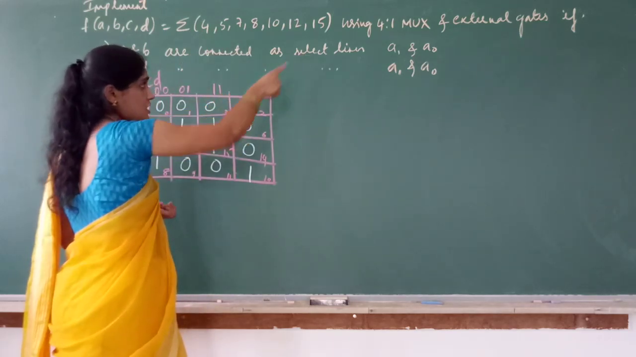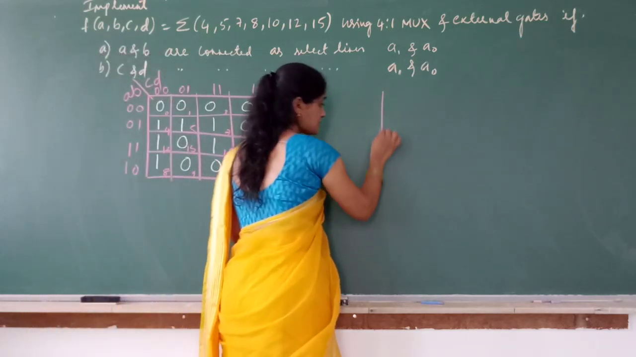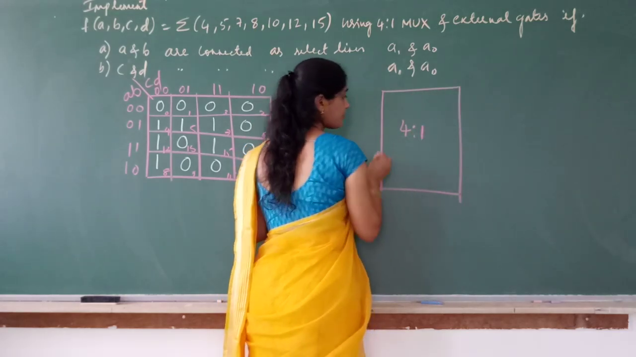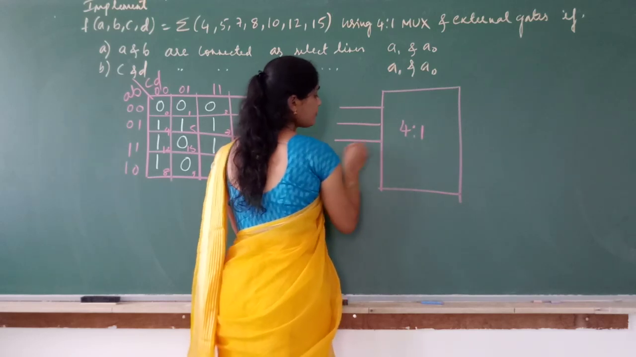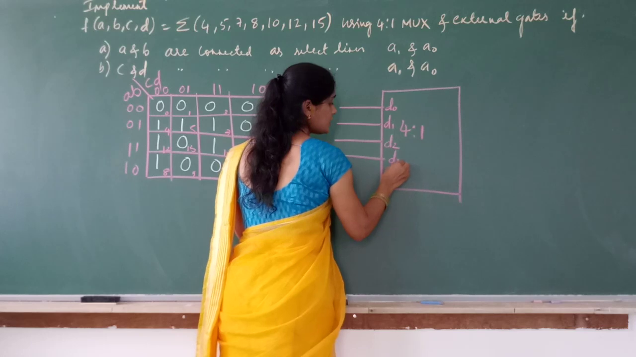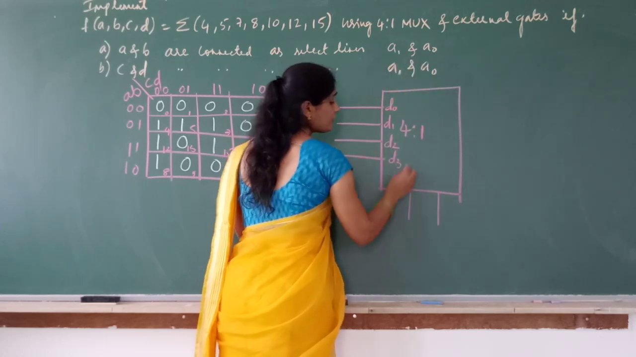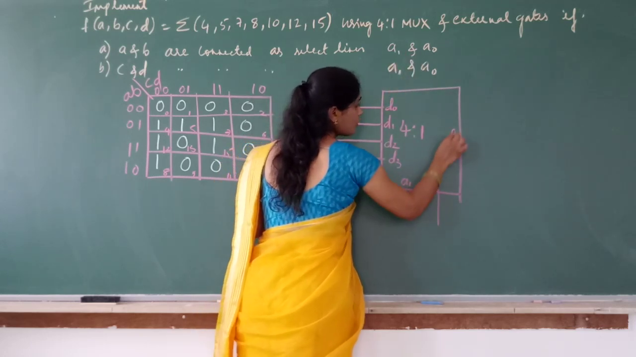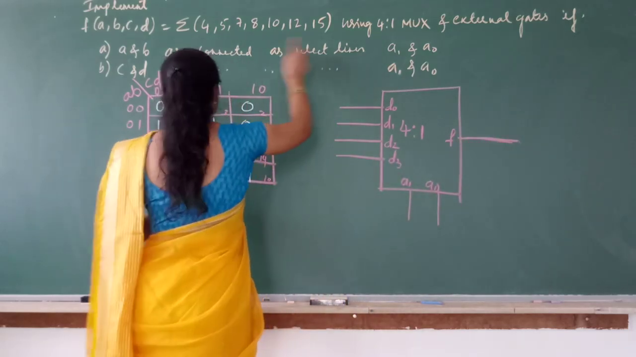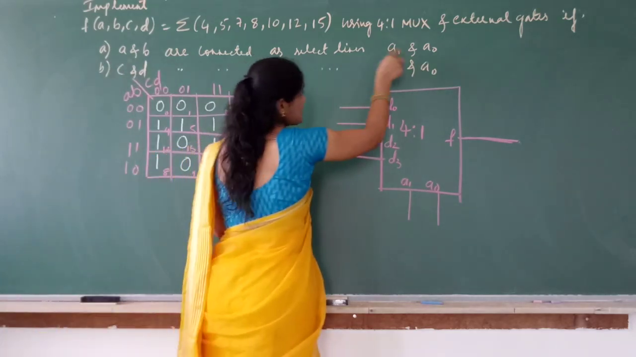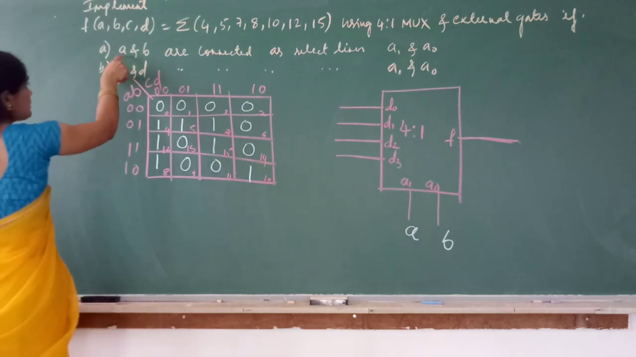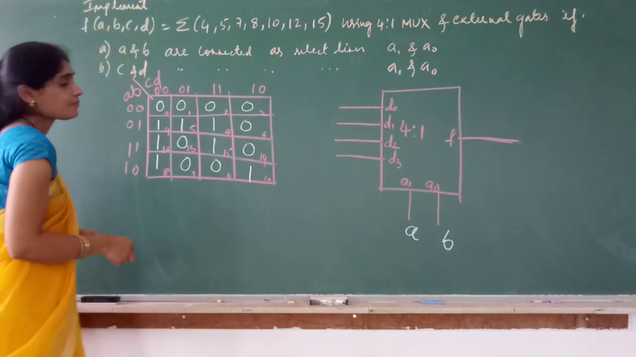Now what is our question? Implement using a 4:1 mux. Now I just write the logic symbol of the 4:1 mux. A 4:1 mux will have 4 inputs, D0, D1, D2, D3, 2 select inputs, A1, A0, and 1 output Y, or you can take it as F. And they have told us to consider A, B as select lines, A1, A0. So this is A and this is B, for the first part.